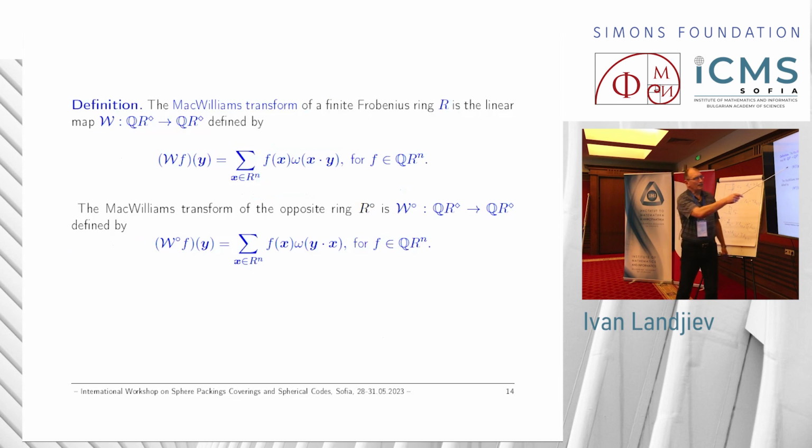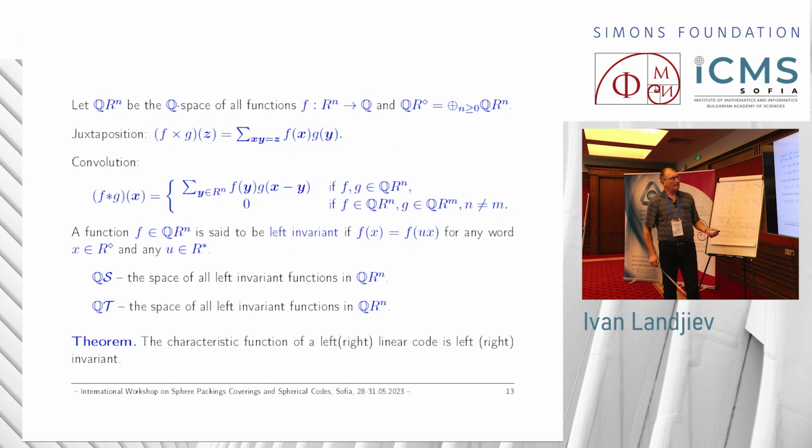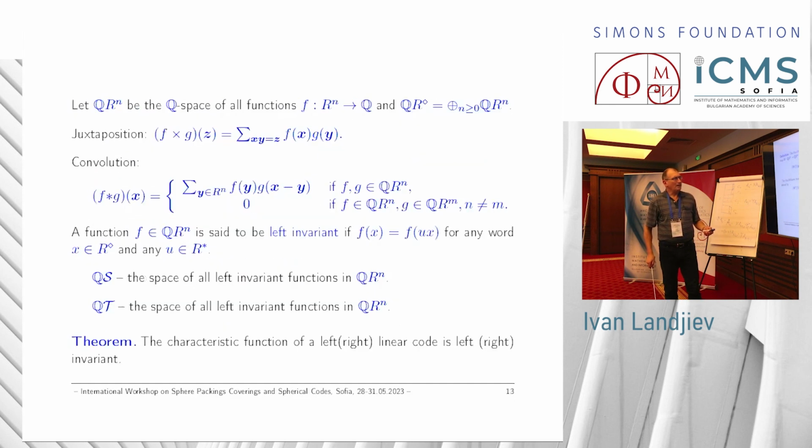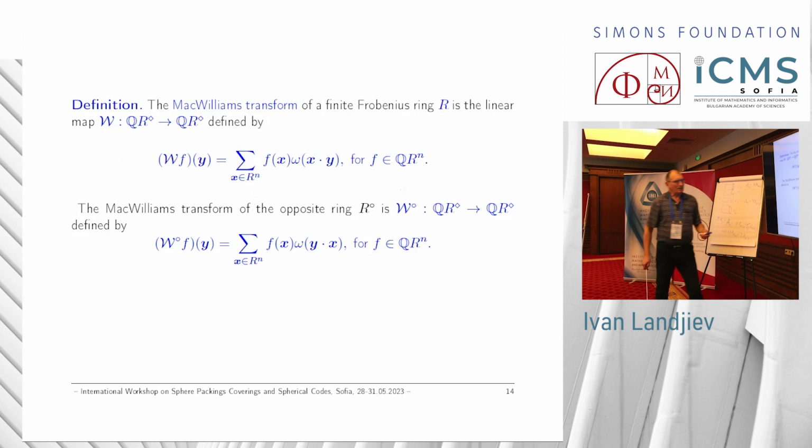We have a function f, and the image of the function f is given by this function. The omega is the thing we had here in the definition of this omega, which was necessarily unique in the definition of Frobenius rings. And similarly, the right counterpart, which we denote by W0.